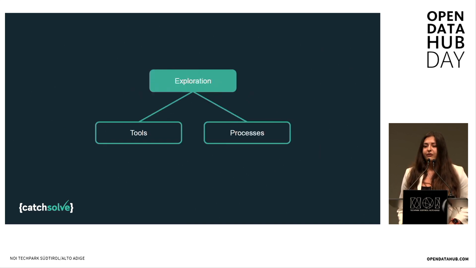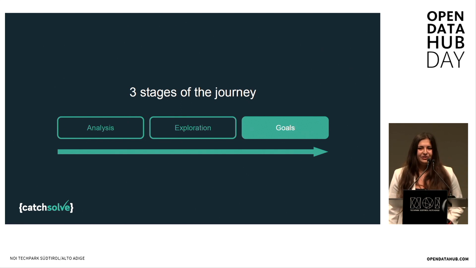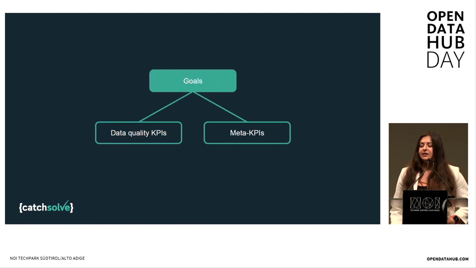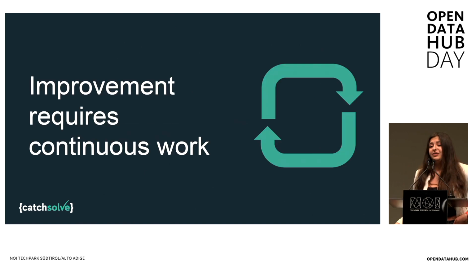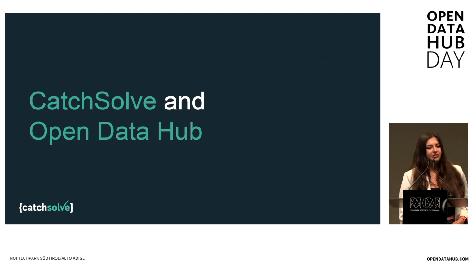In this stage, we define what are the tools and the processes related to data quality testing based on the constraints and the aspects that we have analyzed earlier. And after that, it is important to set some goals. And the goals are related to both KPIs inherent to the data quality, but also KPIs related to the data testing process in order to estimate the compliance of the data quality testing processes. Obviously, this is an iterative process. In fact, we all know that improvements require continuous work. Now I leave the word to Davide, who will explain how we have applied this process to Open Data Hub.